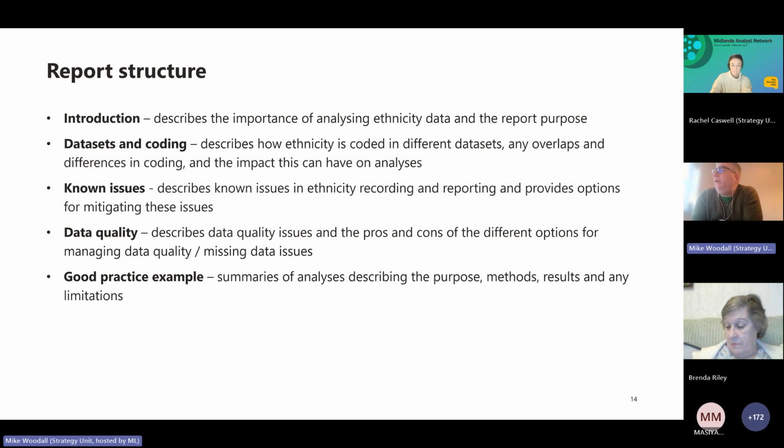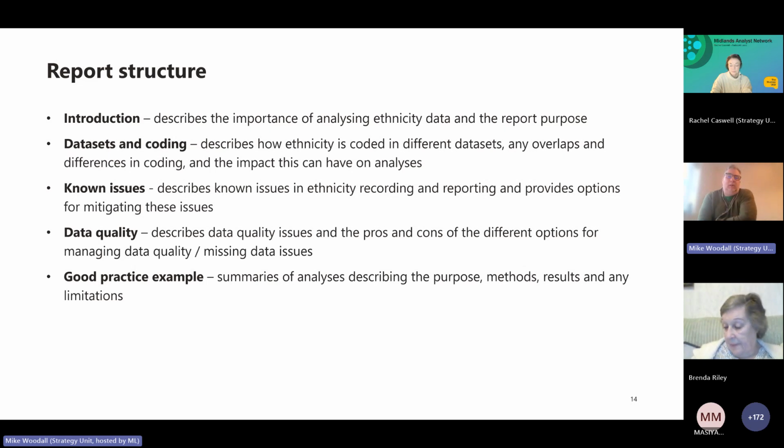We'd have a section on data sets and coding. This would describe how ethnicity is coded in different data sets. We know that some data sets are still using the 2011 census ethnicity categories, and some have moved on to the 2021 categories, so there are some issues around that. We'll look at any overlaps and differences in that coding. Is it coded differently in social care data, primary care data, or other data sets? And we'll describe the impact that can have on analysis.